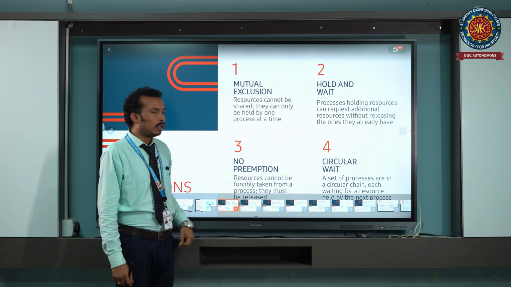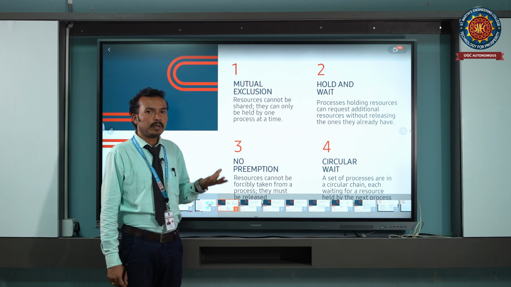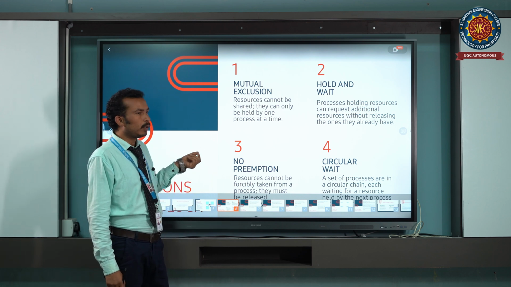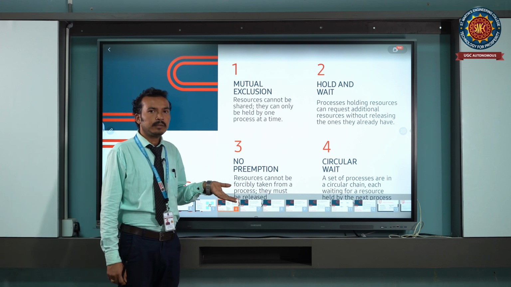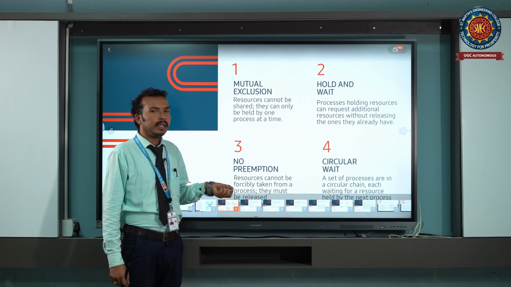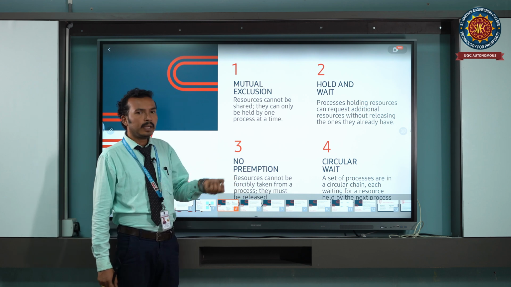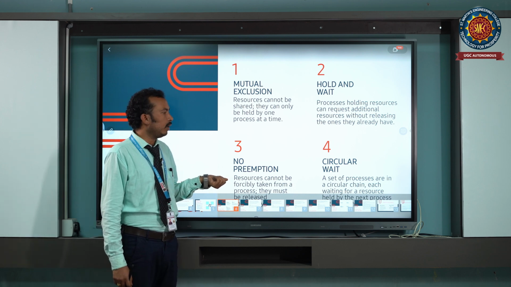Then the third one is no preemption. Preemption means that while executing 2 processes, when a high priority process comes, the low priority process will stop its execution and wait in the waiting queue, and then the high priority process will complete its execution. In this case also the deadlock will occur.